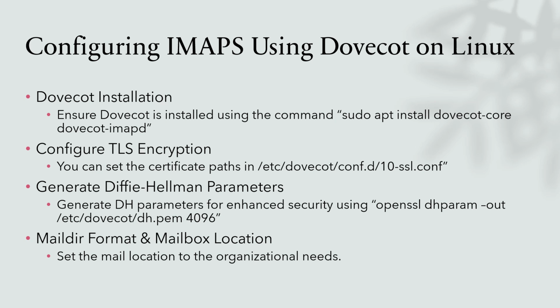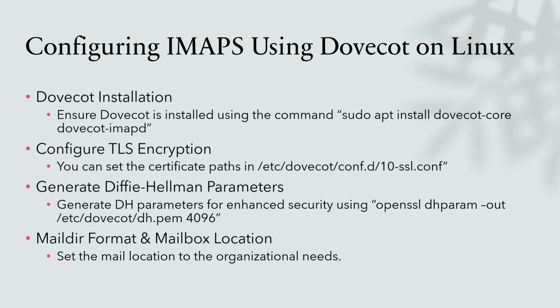Next, you will need to configure TLS encryption. You can set the certificate paths in /etc/dovecot/conf.d/10-ssl.conf. You should also use the ssl_cert and ssl_key parameters to ensure that the email transmissions are being encrypted. This is vital to ensure secure communication of IMAPS.